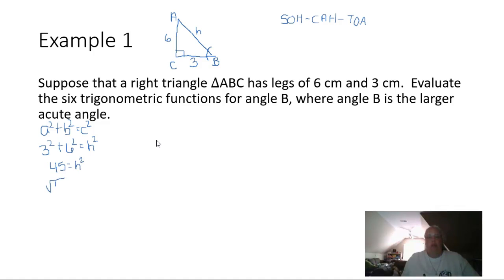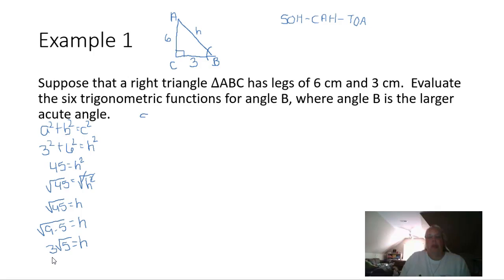And then when I square root both sides to figure out what H is, remember the radical and the power will cancel, we have the square root of 45 equal to H. Well, the square root of 45 has a perfect square in there, 9. 45 is actually 9 times 5. And I know the square root of 9 is 3, but I don't know the square root of 5, so it's going to have to stay underneath the radical sign. So that means the hypotenuse is going to be 3 times the square root of 5.